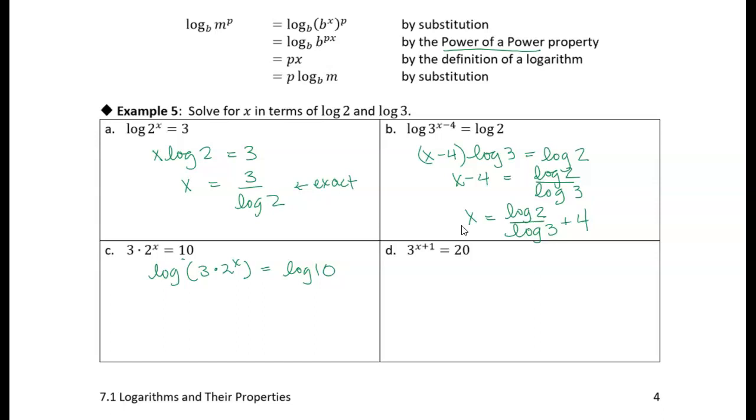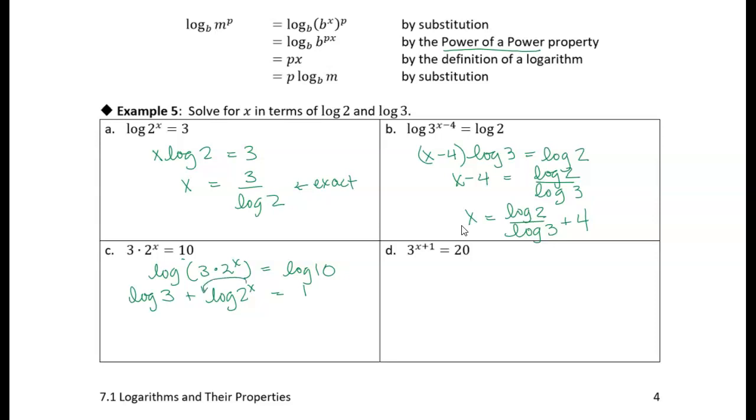All right, now I have a product here. So on this left-hand side, we can write this as the log of 3 plus the log of 2 to the x. And this is equal to 1. Log of 10 is 1. We still need to solve for x. So let's use the power property to bring the x out front.